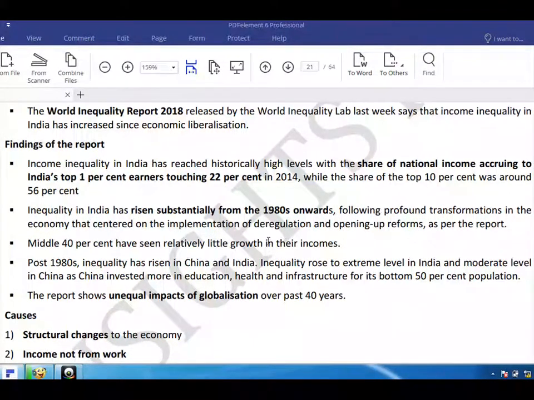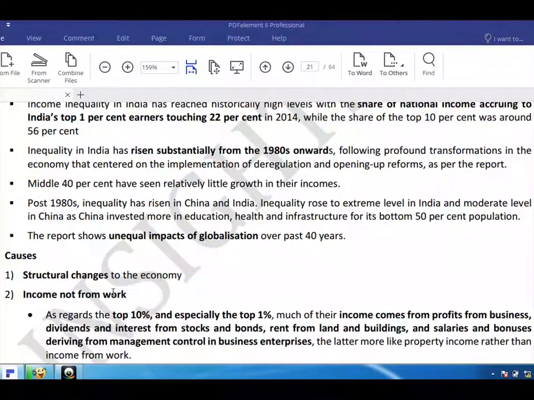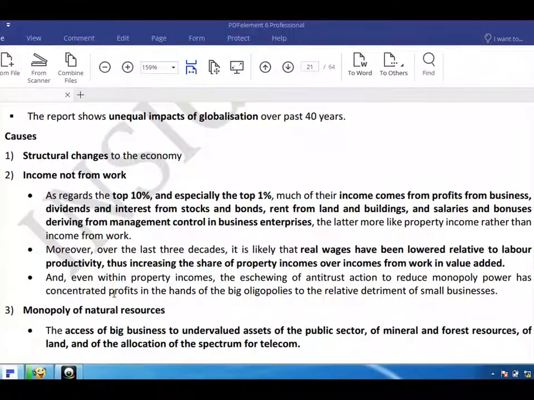As per the report, the middle 40% have seen relatively little growth in their incomes. Post-1980s, inequality has risen in China and India. Inequality rose to an extreme level in India and a moderate level in China, as China invested more in education, health and infrastructure for its bottom 50% population. The report shows the unequal impacts of globalization over the past 40 years.